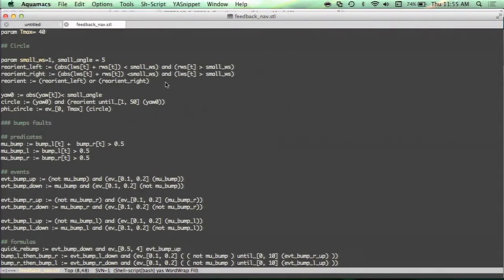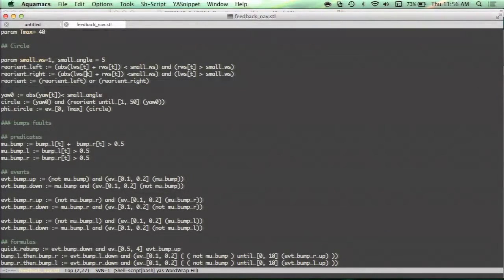So we try to encode this. I can go through this plan, which tries to encode these different things. For the circle, the way we did it was we defined predicates that say whether the robot is reorienting itself or not. So I'm reorienting, that is, I'm turning left or I'm turning right. I do this by looking at the absolute value of the wheel speeds. If the sum of the left wheel speed and right wheel speed is smaller than some value, which means they have opposite values, and if the wheel speed is greater than something, I know that I'm turning right. Same thing for the other side.